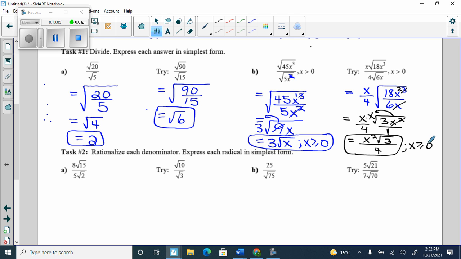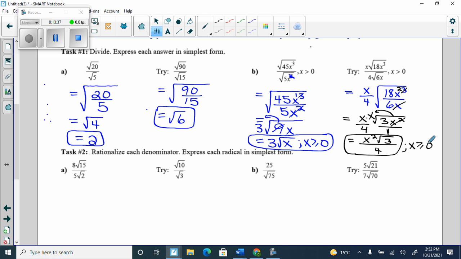What happens if I can't divide them? Well, I can. Like A, I could divide, but 15 divided by 2 is not even, which would make life worse. So, unless they divide evenly, do not do the division thing. Okay? But my problem here is that I have a radical in my denominator. Do you see that? That's never allowed. For A here, I have a root 2 in my denominator. That's never allowed.